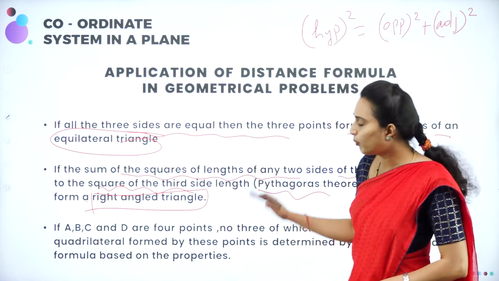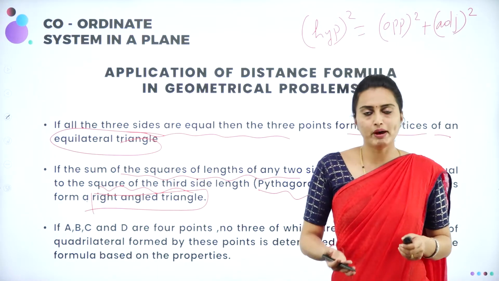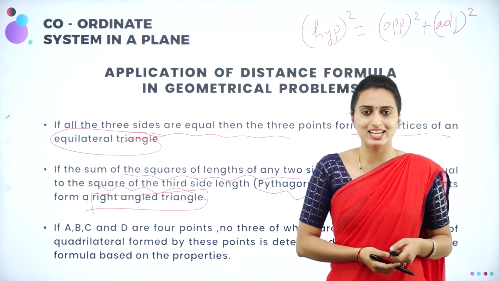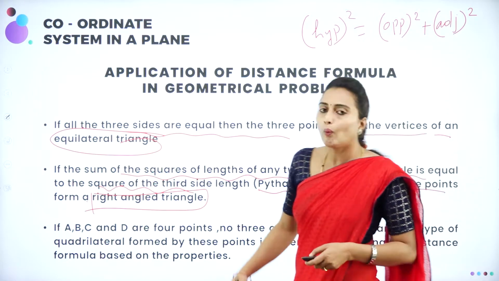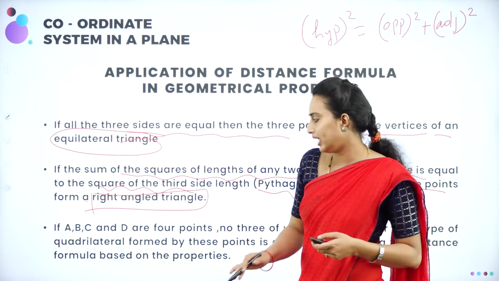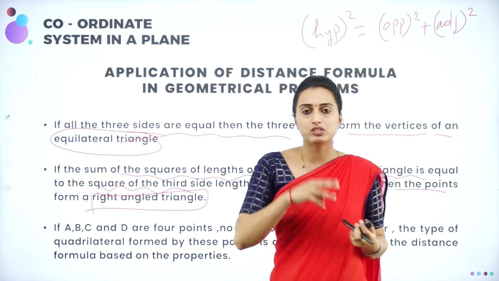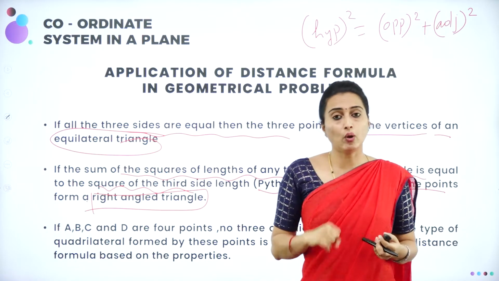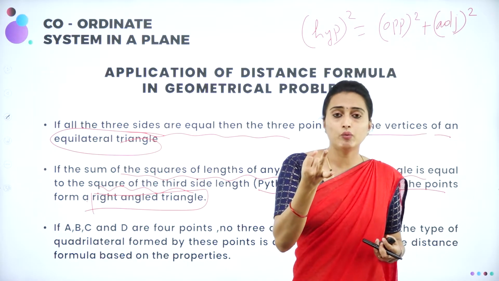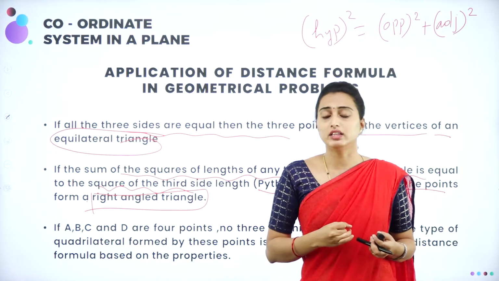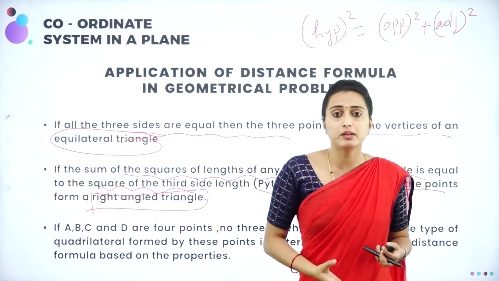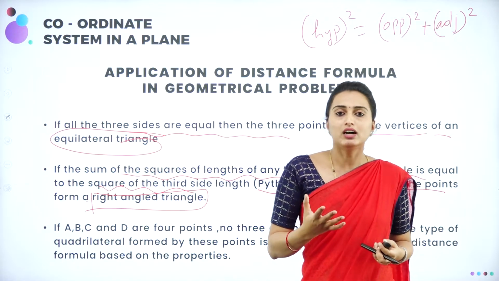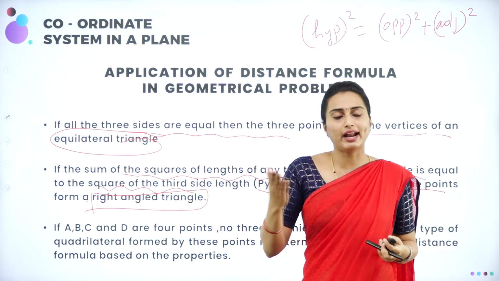So all these problems you are going to do by using the distance formula. You just have to remember all these notations. Okay. So again, how can we use this formula? If three points A, B, C are given, we are going to find out whether the points are said to be collinear, or isosceles triangle, or equilateral triangle, or according to Pythagoras, a right angle triangle.